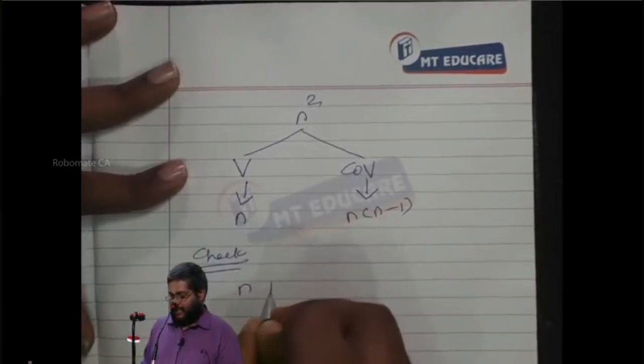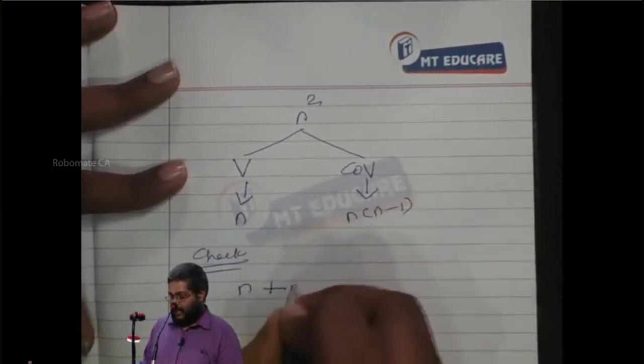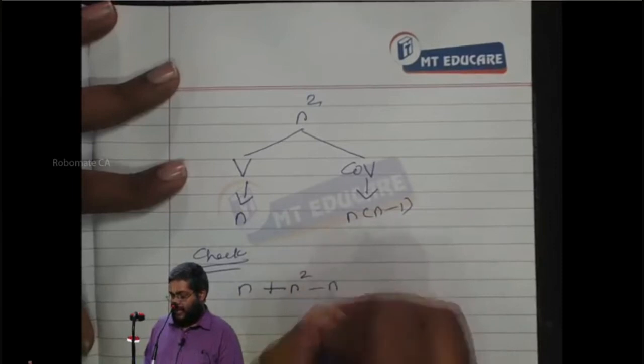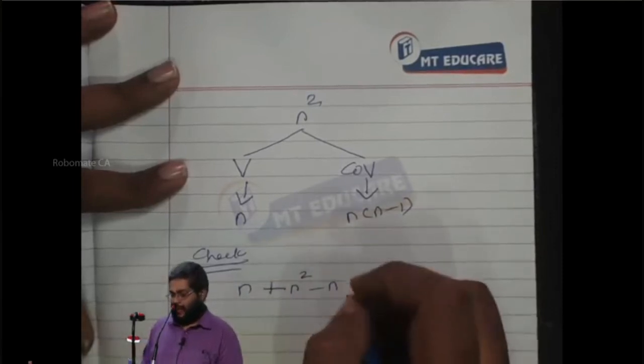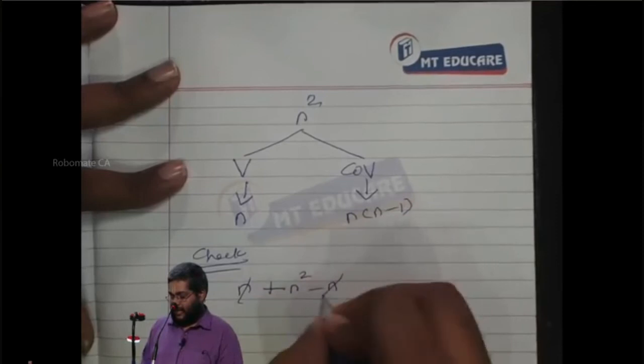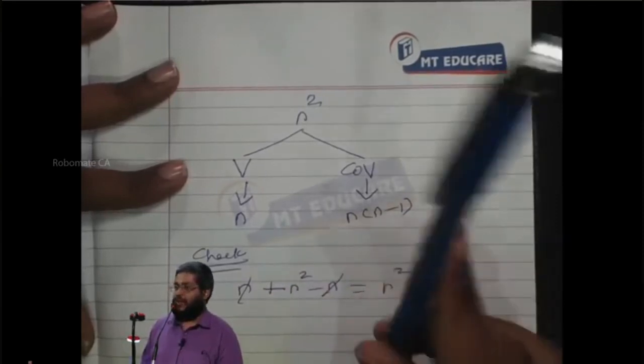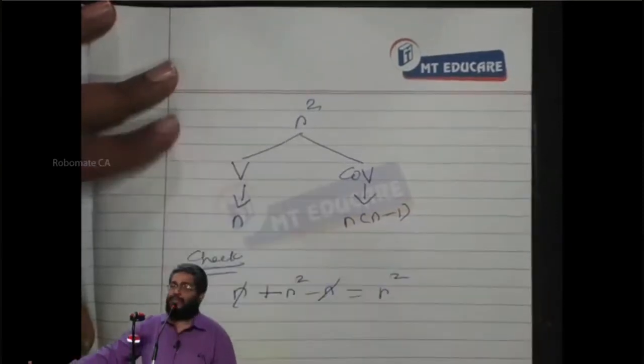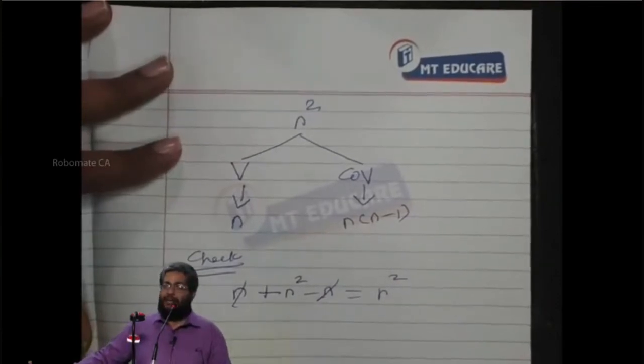N variance terms plus covariance terms. What is n into n minus 1? N squared minus n. N plus n squared minus n, the n gets cancelled. How many terms here? N squared terms. Everybody, are you comfortable or not?